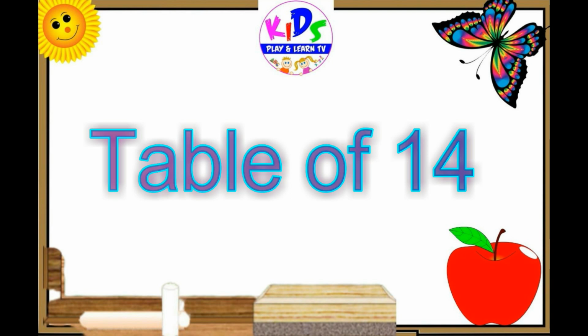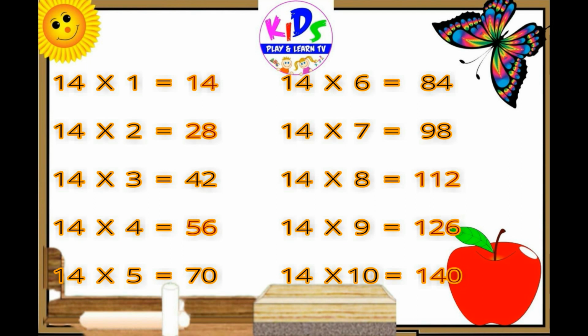Hey kids, let's repeat. 14 ones are 14, 14 twos are 28, 14 threes are 42, 14 fours are 56, 14 fives are 70, 14 sixes are 84, 14 sevens are 98, 14 eights are 112, 14 nines are 126, 14 tens are 140.